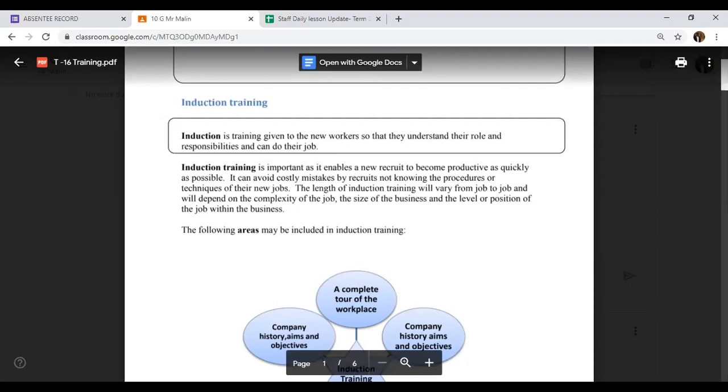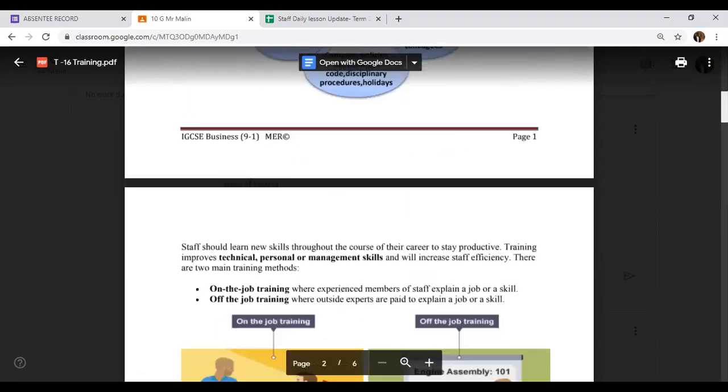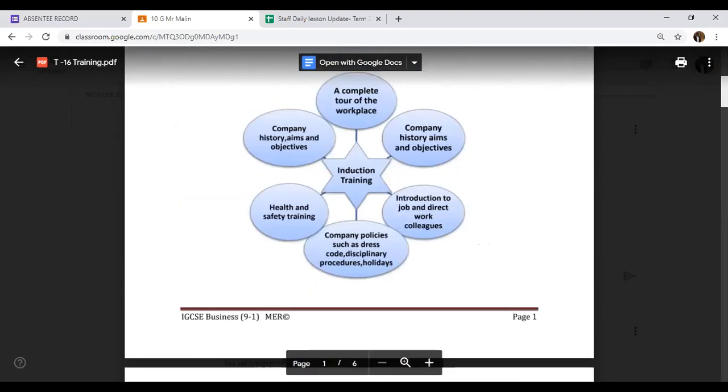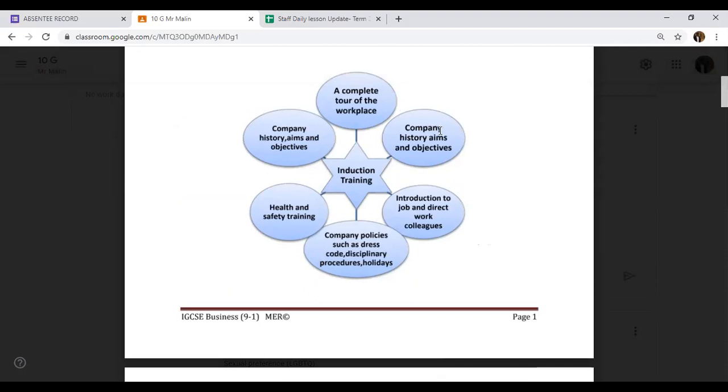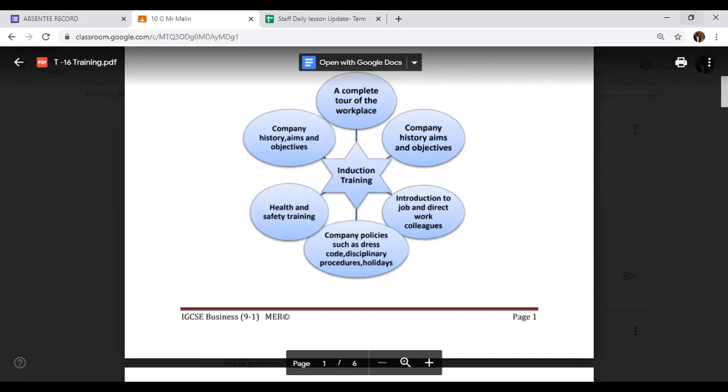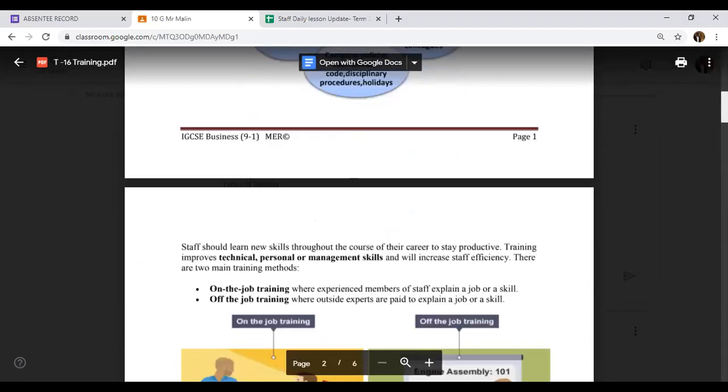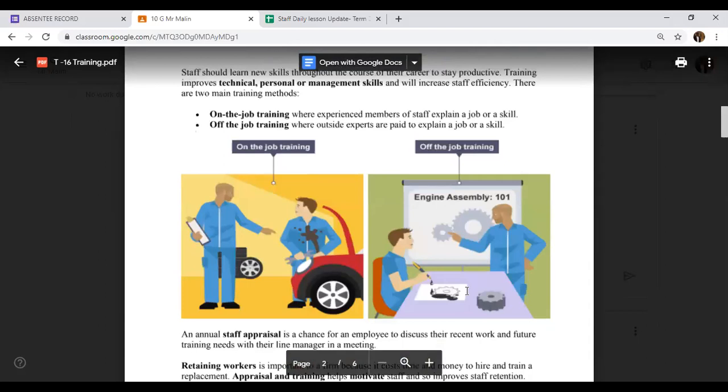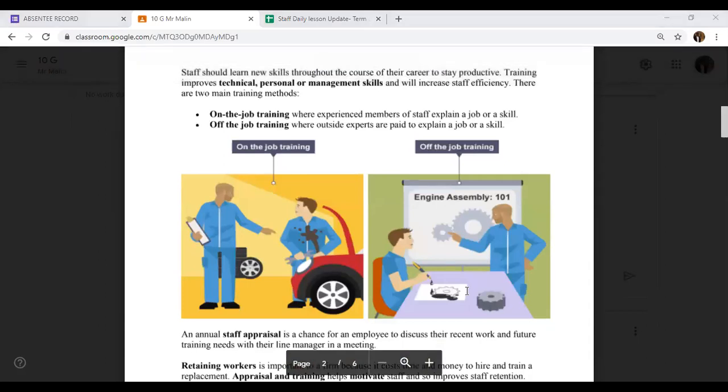After that, you can see in this document the parts of induction training. What are the areas they cover? On the first day, sometimes they will give you a complete tour of the workplace, and then tell you the company history and names, and sometimes an introduction to the job and direct work colleagues. They might teach you the company policies such as dress code, disciplinary procedures, holidays, health and safety training, company history, aims and objectives. This comes before on-the-job and off-the-job training. These are the induction training courses that a lot of organizations give.